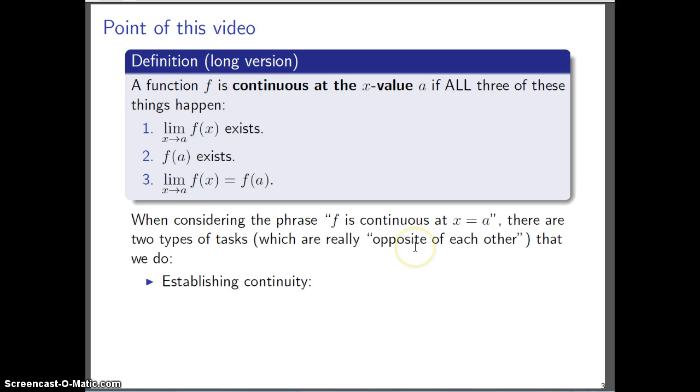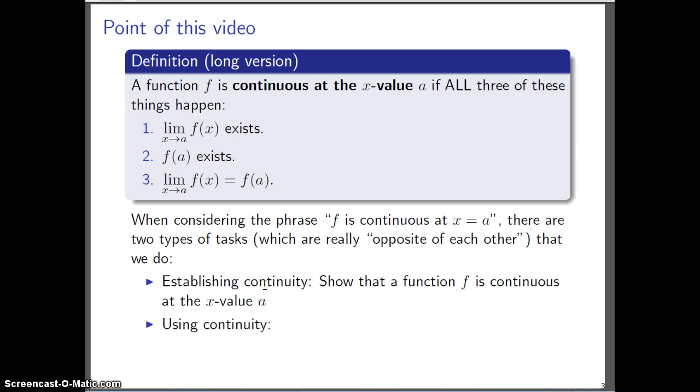So the first is establishing continuity. That's when you're tasked with, here's a function f, and here's an x value called a, and you have to show that the function is continuous, which means you should actually go through these steps and answer the question, does the limit of f as x approaches a exist? You got to answer yes to that. You got to show that this is true here, that f of a exists, and you finally have to show that those two numbers are equal. That's what establishing continuity is about.